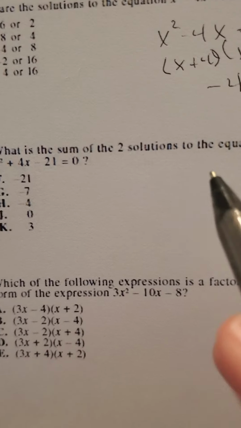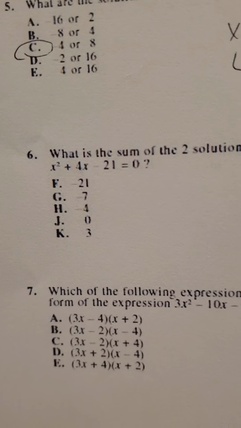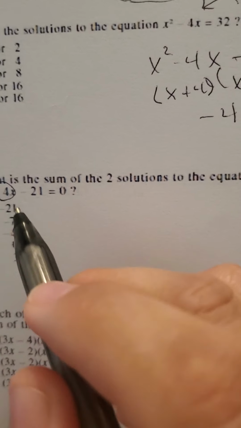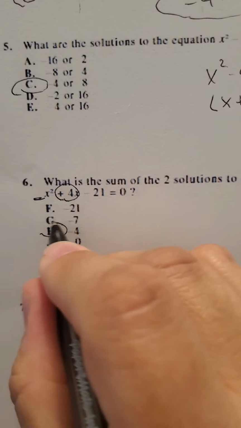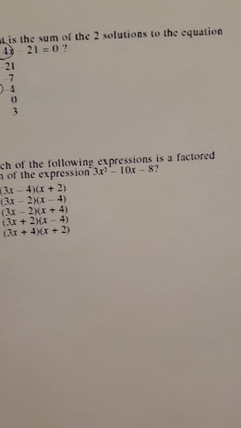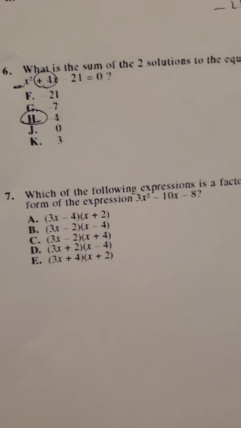What is the sum of the two solutions of the equation? All right, here again, sum of the two solutions. And this is understood 1 in front. So I take this number, change its sign. So 4, make it negative, is negative 4. Done.